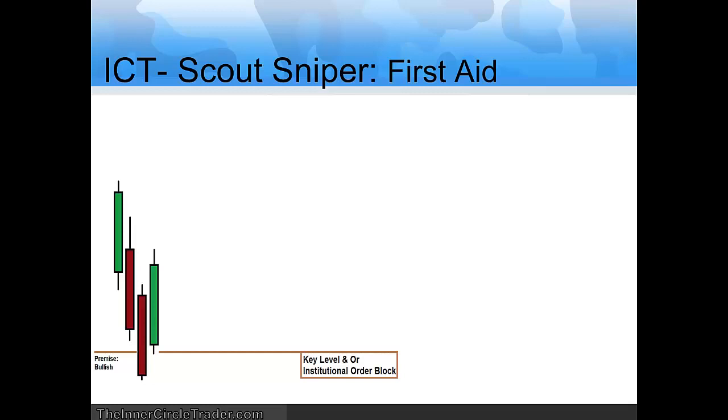Once you have the setup, you're anticipating the market to start to move in your favor. But this is a gray area, because you don't know for sure it's going to do that.